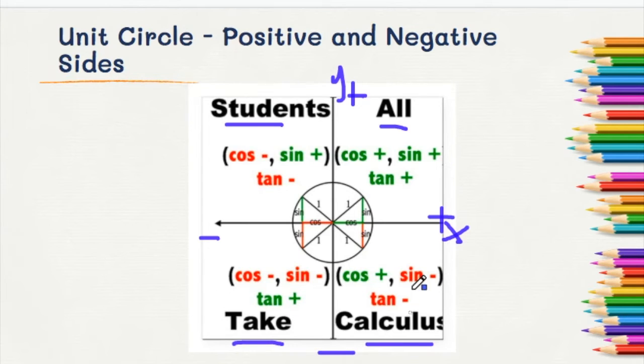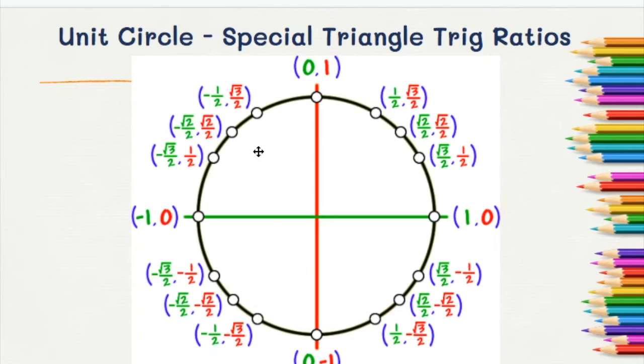All Students Take Calculus. All right, so take a look here with this unit circle with the special right triangles and their coordinate points. So with 30 degrees, with 45 degrees, and with 60 degrees, using the opposite and the adjacent and the hypotenuse sides, they found you already the sine and cosine values.